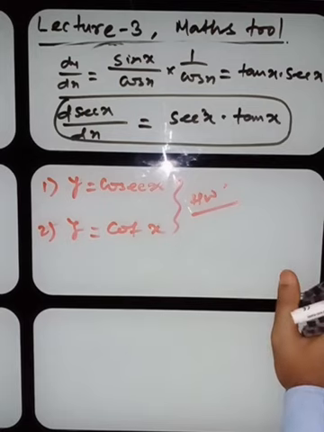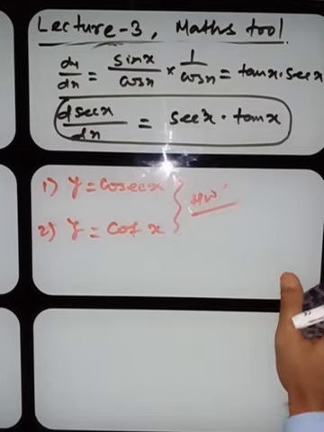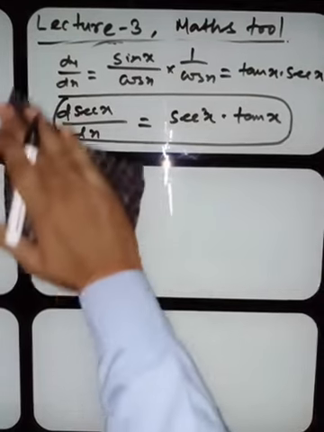Now kindly note down this homework. You have to do y equals cosec x, and the second one, y is cot x. Let me rub this.